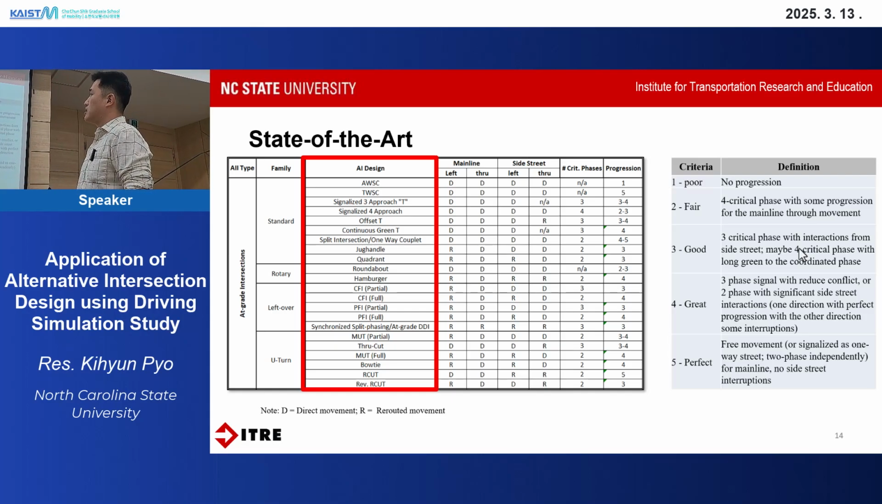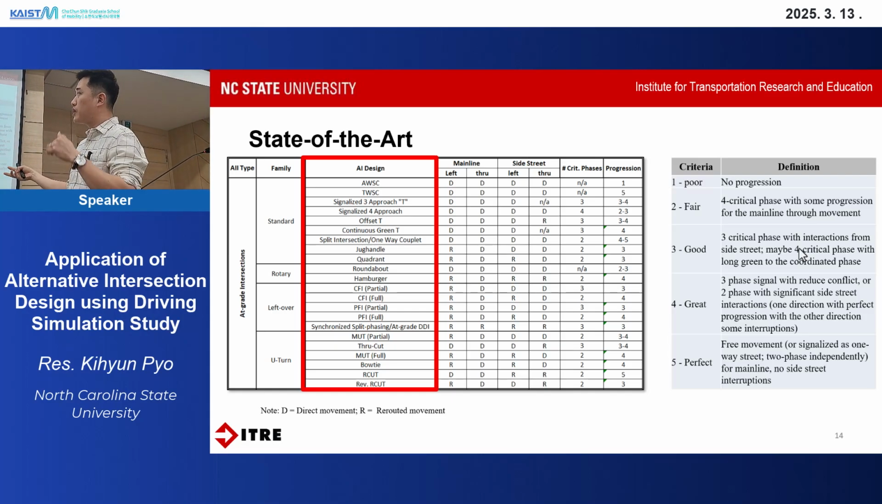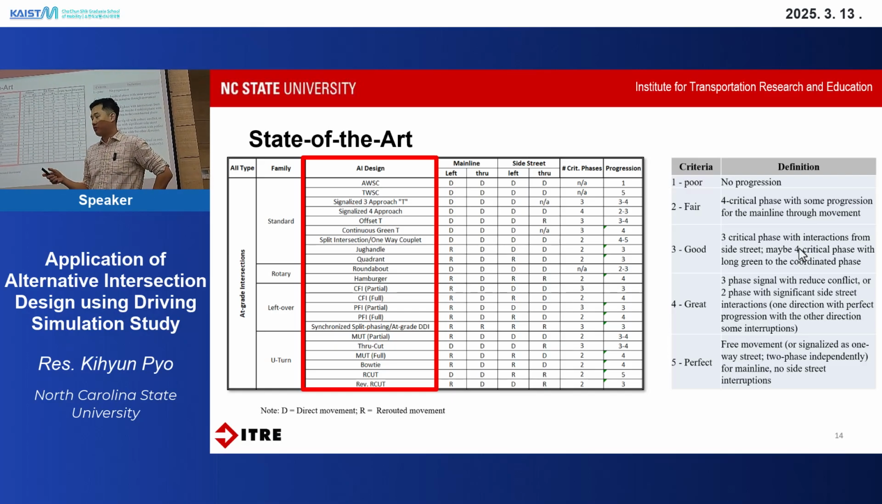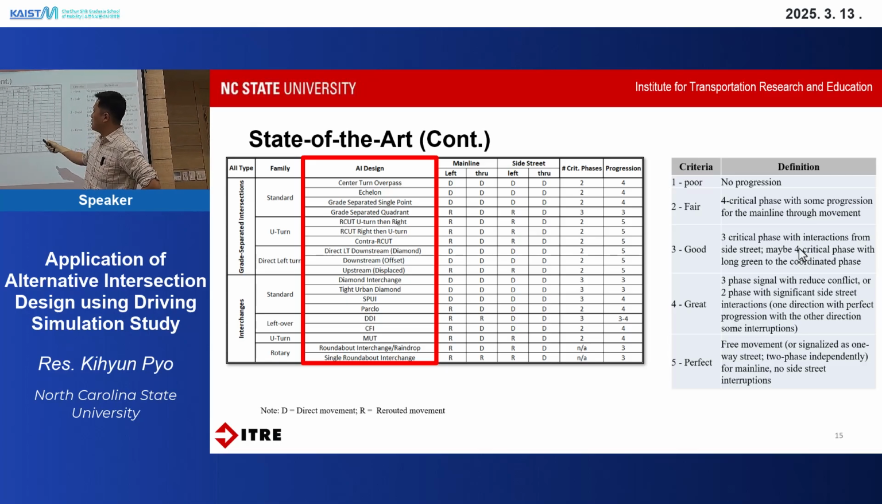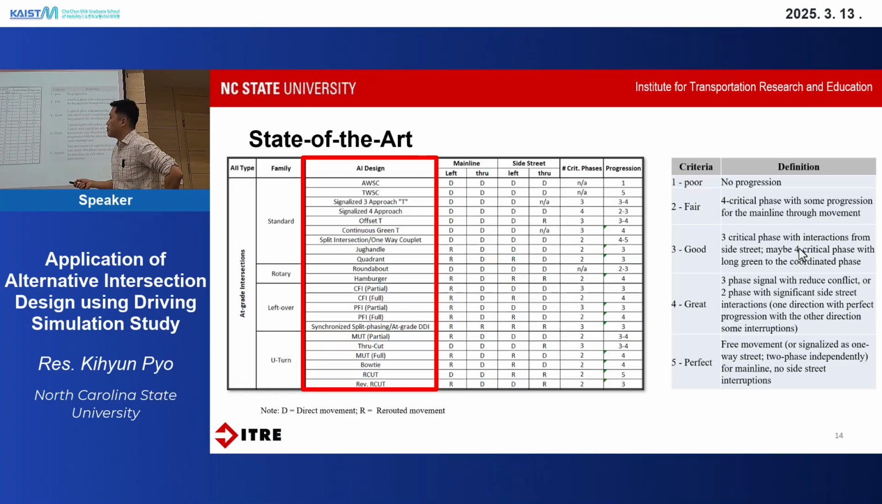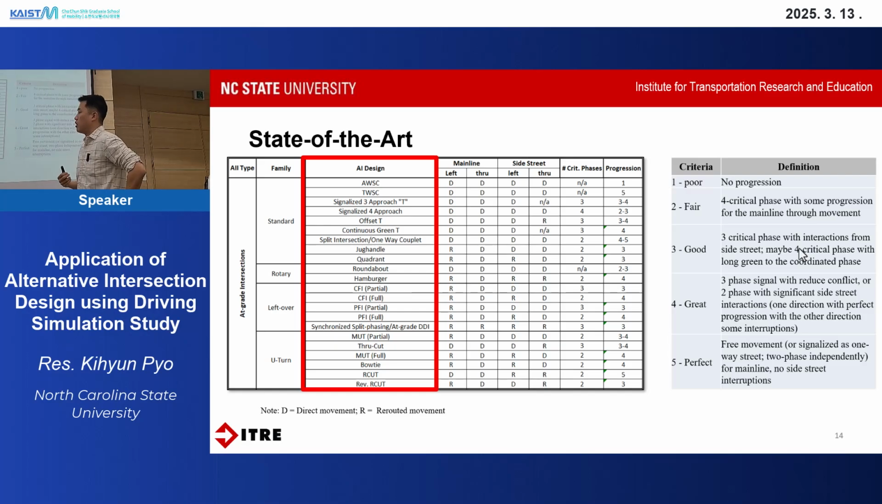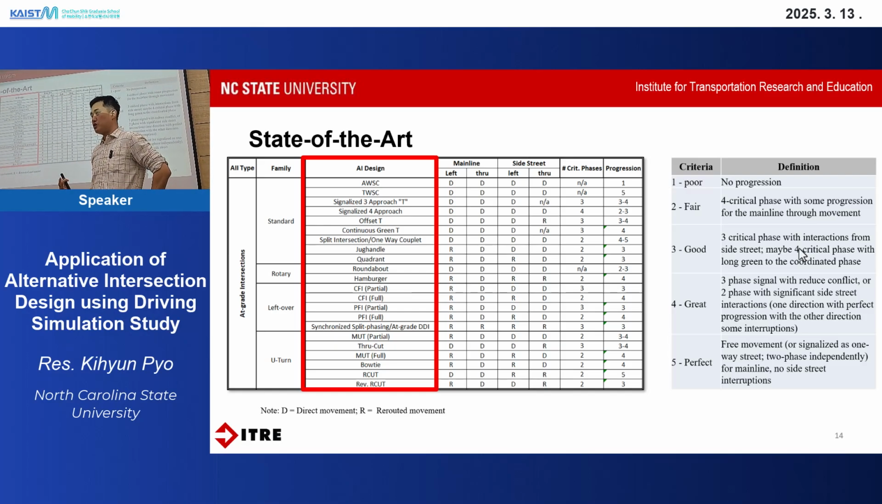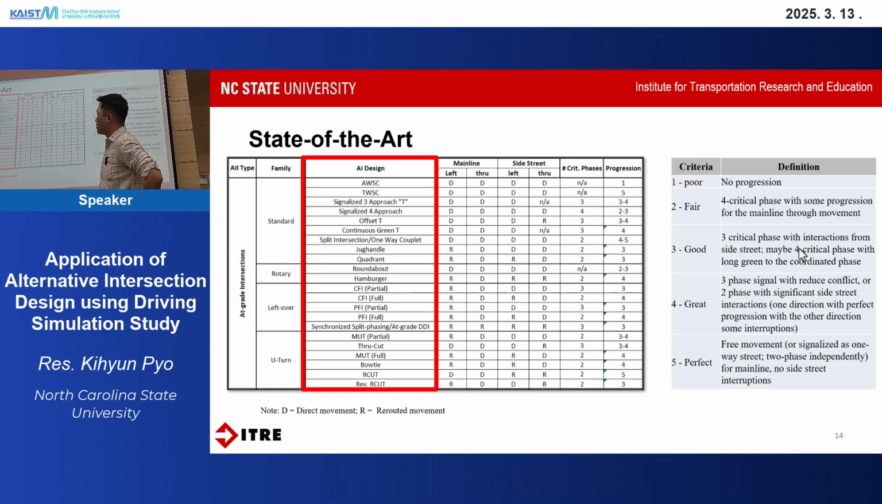Before that, there is a literature review step. There are a lot of types of intersections and interchanges, 41 in total, right? Based on that, we collected all possible specifications and organized all features for each type.